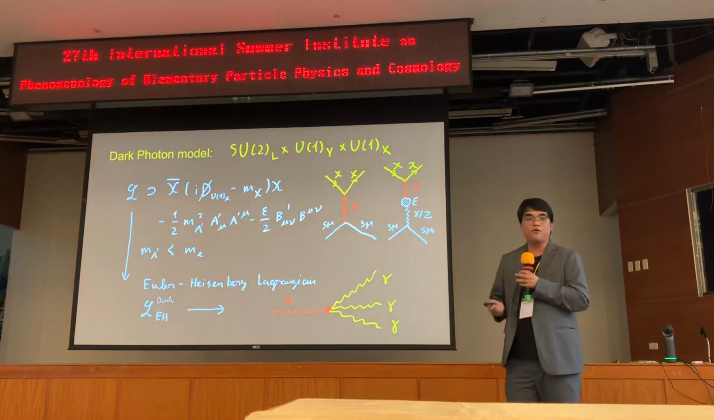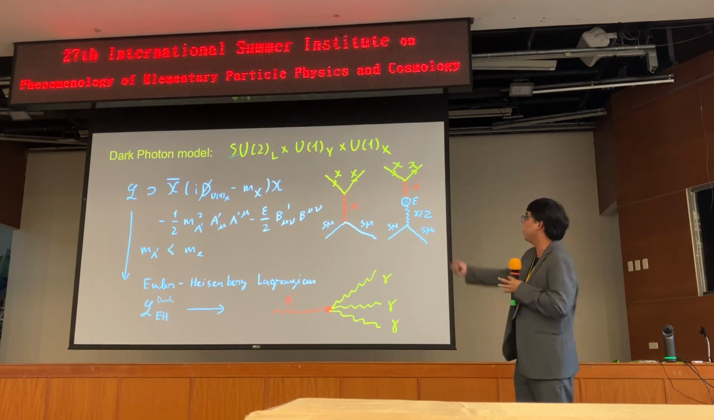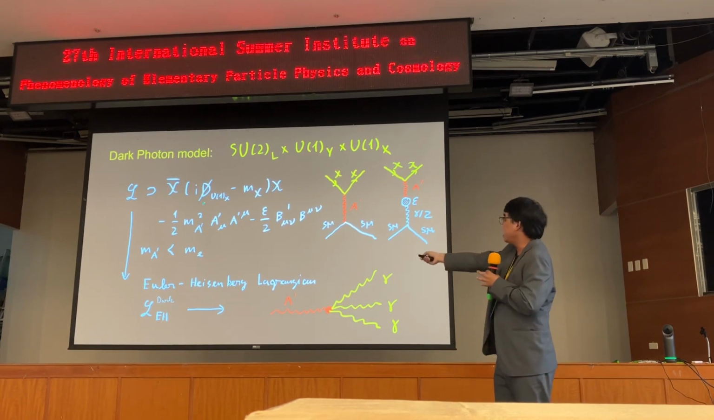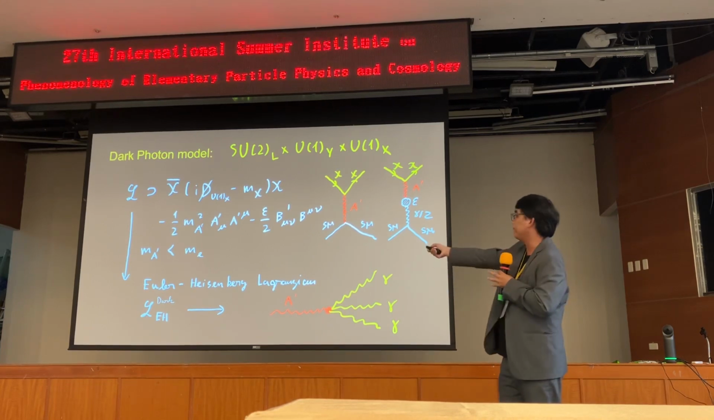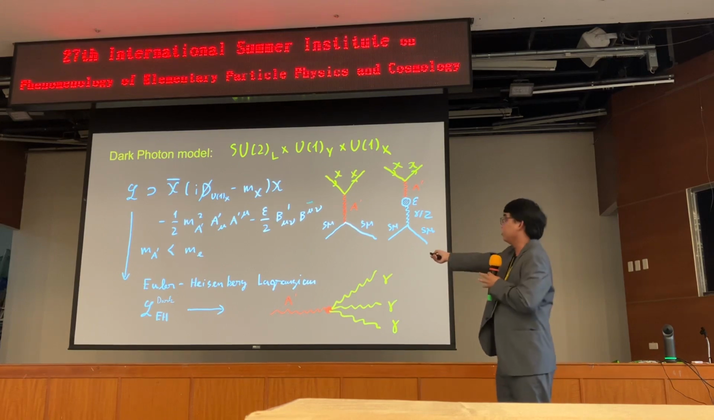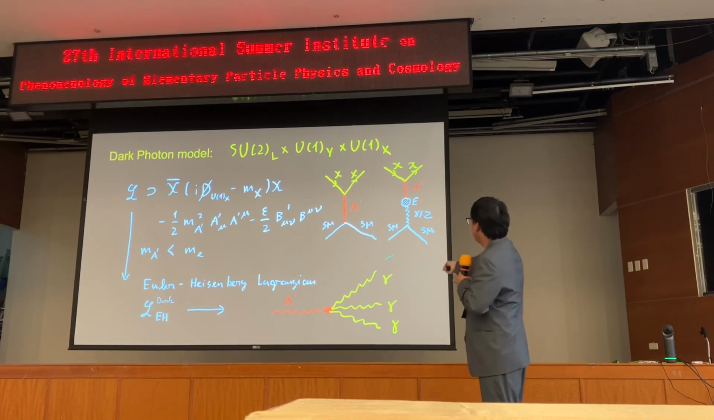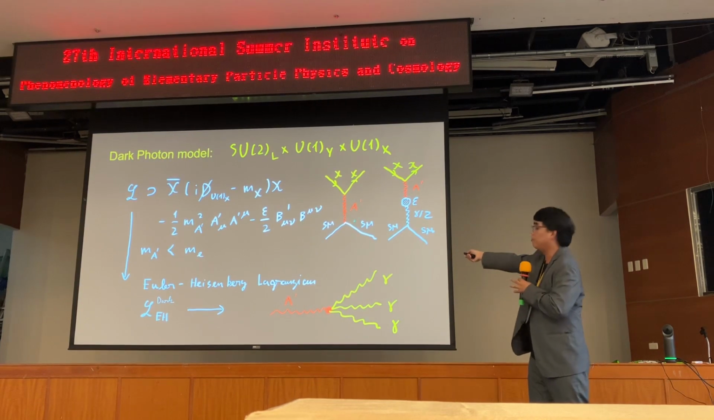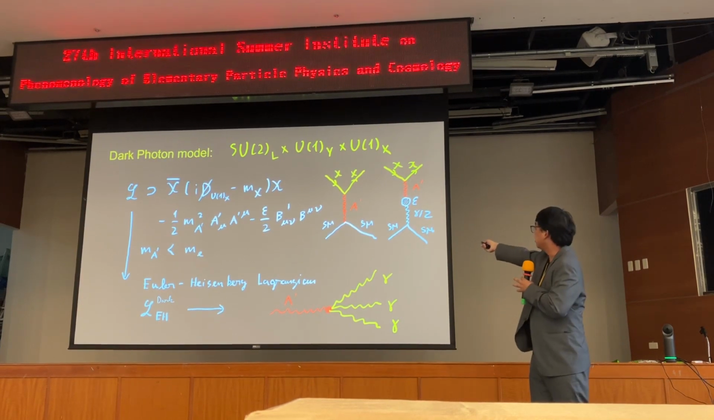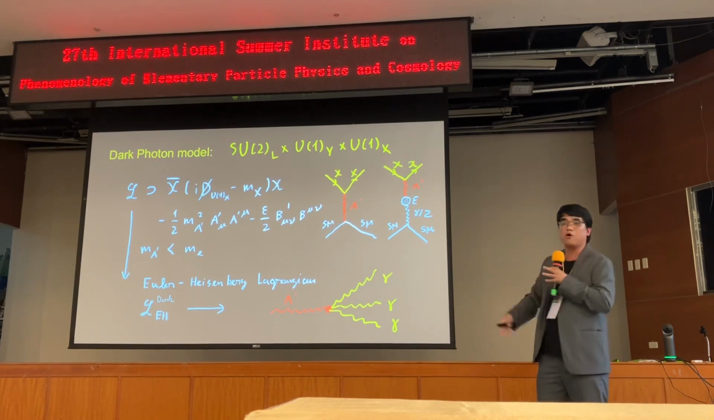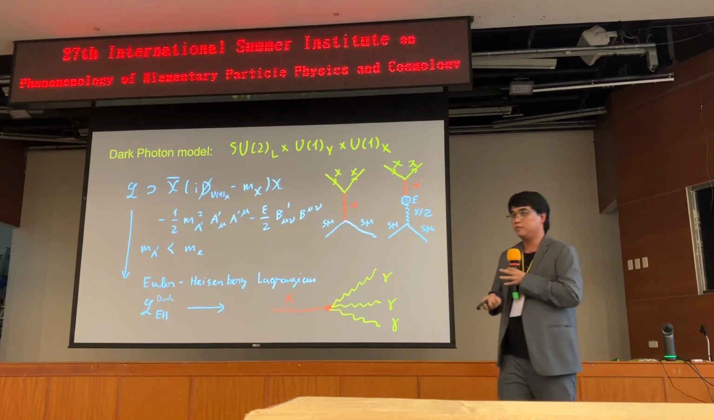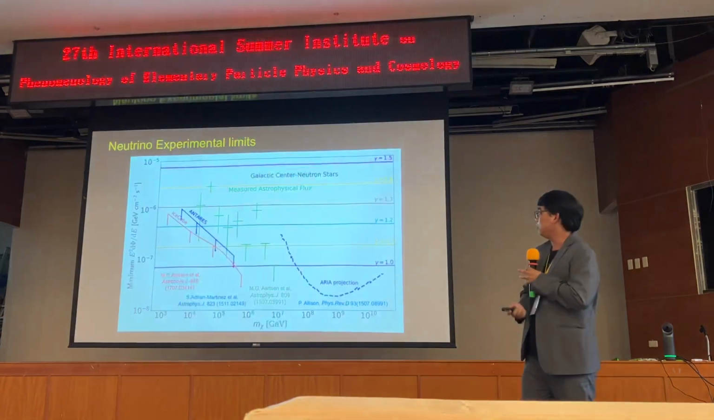So the dark photon model we use is very simple. We just add another U(1) hypercharge group here, and we add another dark matter candidate, a fermionic dark matter candidate, and then a dark photon mediator, also a kinetic mixing term. So here you can see that the dark matter can interact with the standard model directly through a dark photon, or it can mix with the standard model photon or Z boson, and interact with the proton or neutron.